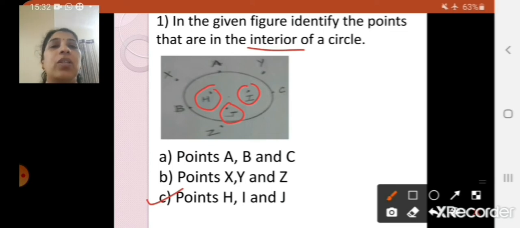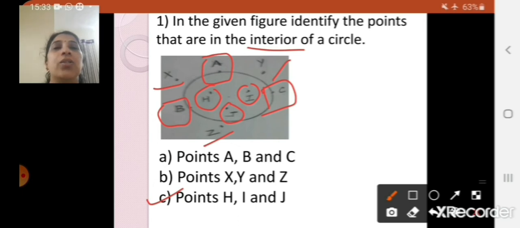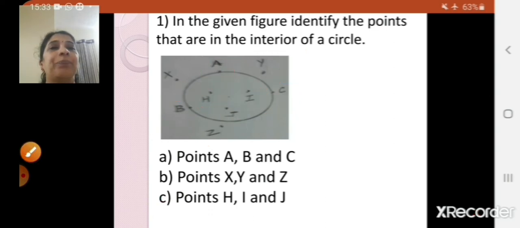Just for your information children, what are the exterior points on the circle? Exterior means outside. So you can see point X, point Z and point Y. These are the points on the exterior of the circle. And what are the points on the circle? Points on the circle are point A, point B and point C. So these are the points on the circle. So I hope students you have understood interior, exterior and on the circle. Let's move to the next one.